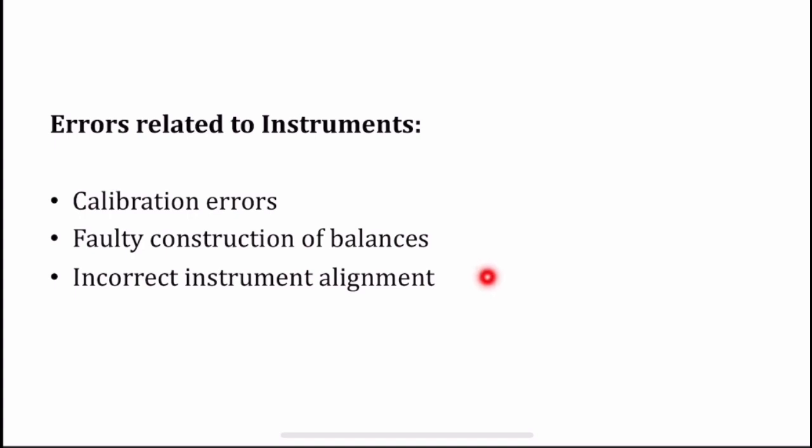Sometimes incorrect instrument alignment can cause various types of systematic errors, impacting the accuracy and reliability of measurements. For example, if a balance is not at the proper level, the distribution of mass can be uneven, leading to inaccurate measurements. Also, misalignment of optical components such as mirrors, lenses, gratings, etc., can lead to incorrect wavelength readings and poor spectral resolution.